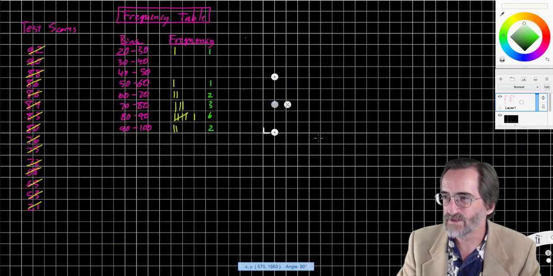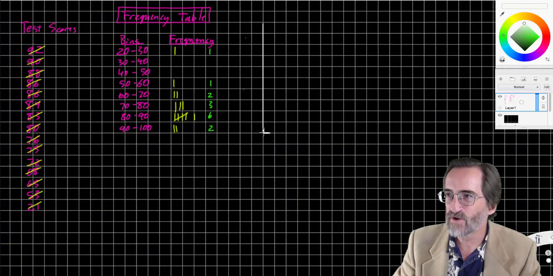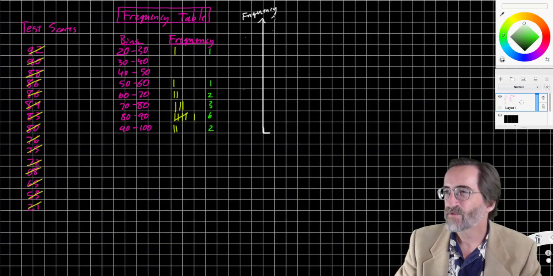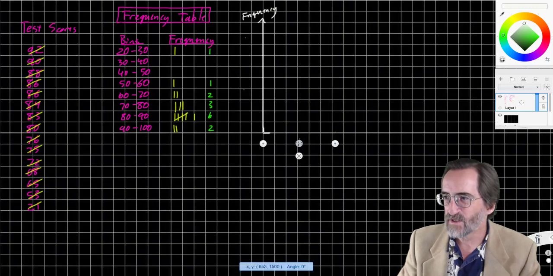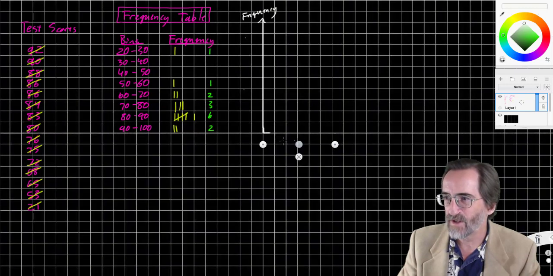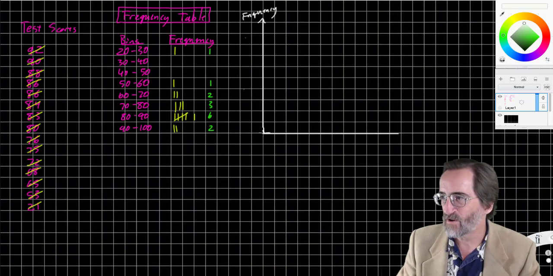The y-axis in a histogram is the frequency. The y-axis is the frequency. Okay. The x-axis is the bins. Now this is not a bar graph. This is a histogram, and a histogram has a scale, an x scale and a y scale. It's for numerical data only. Okay, and so we're going to put the test scores down here, test scores.